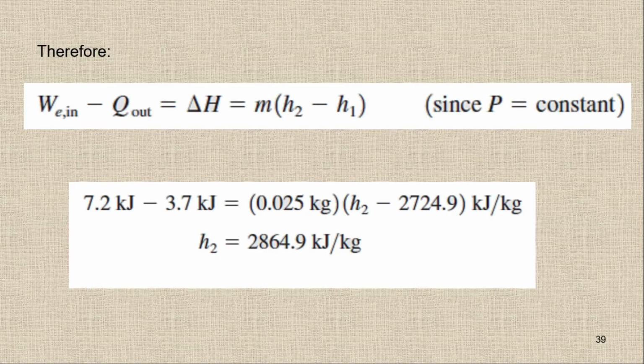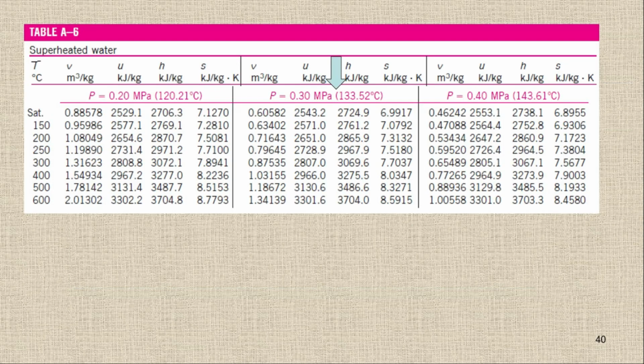So the value of H2 which is given is basically equal to 2864.9. So here, if you see, we don't have any value of 2864, but we have 2865.9 here, and our value was 2864.9. So it's almost close to this one. So we have it like this one.